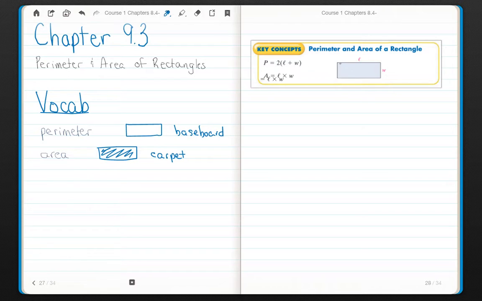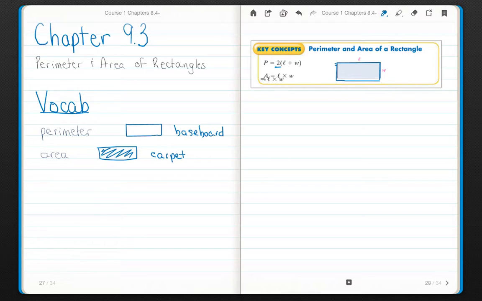So if you have a rectangle, you know the length and you know the width. You can add those together and that gives you two sides of the rectangle. You multiply that by 2 and that gives you the other width and the other length. So 2 times the length plus the width.